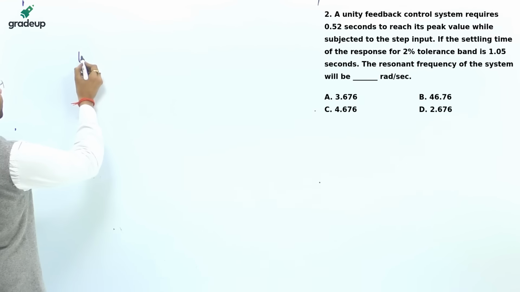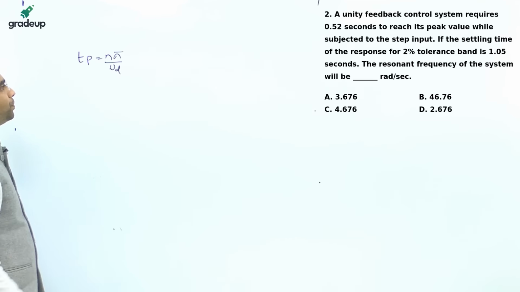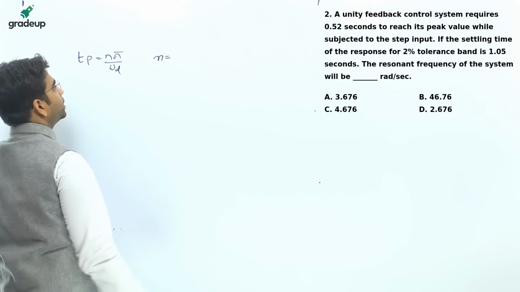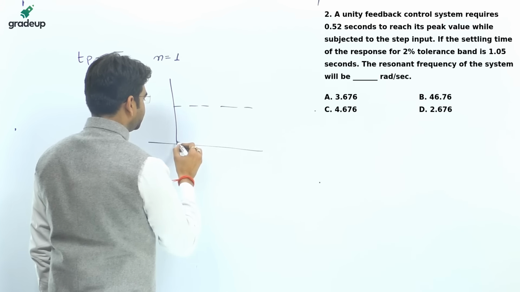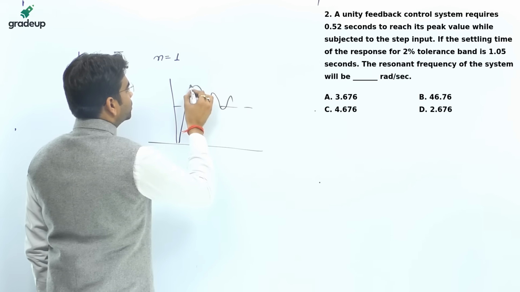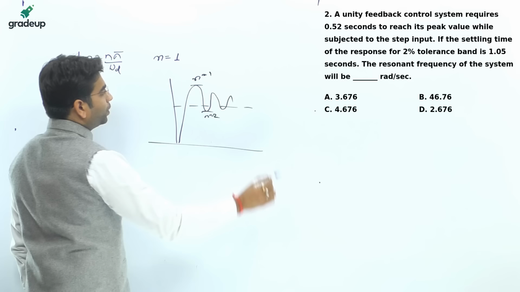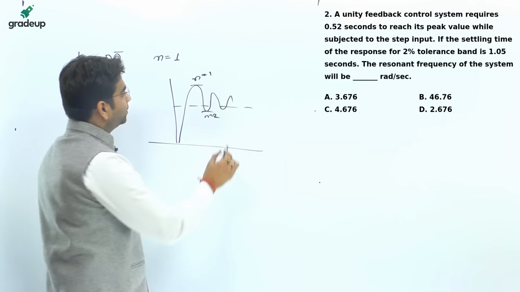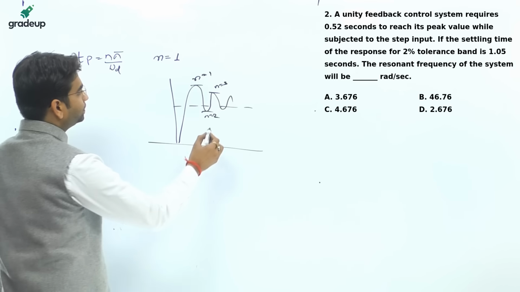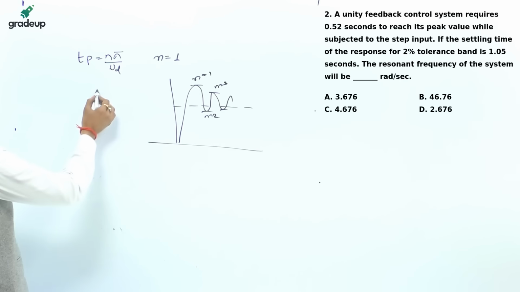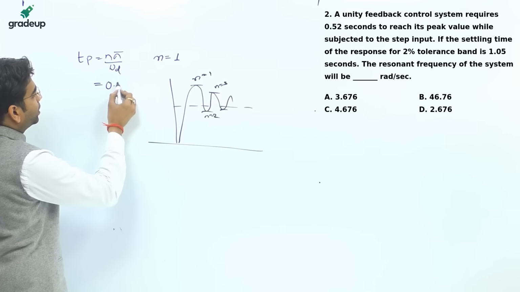For peak, it will be n pi by omega d, where n is equal to 1 for first peak. Suppose if it is the response, n will be 1 for this point, n will be 2 for first undershoot that is going to occur, n will be 3 for second overshoot that is going to occur. So Tp is equal to n pi by omega d, that is known to you, 0.52 seconds.